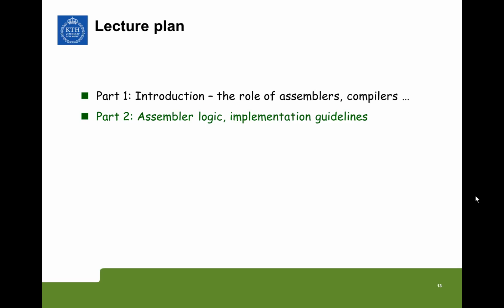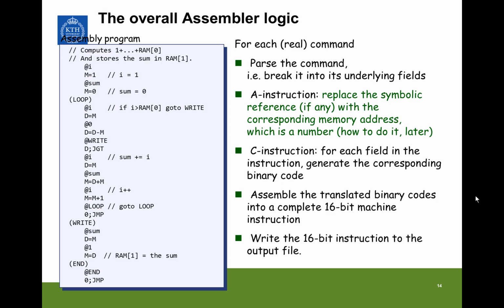We continue with the second part of the lecture on assemblers, with the assembler logic and the discussion of a possible implementation. Let's look at the overall assembler logic. So what the assembler needs to do to translate our assembly code to machine language. Okay, we suggest that it works like this.